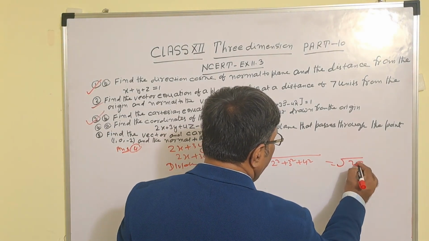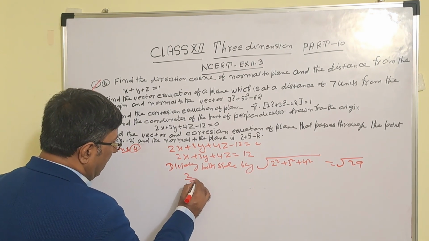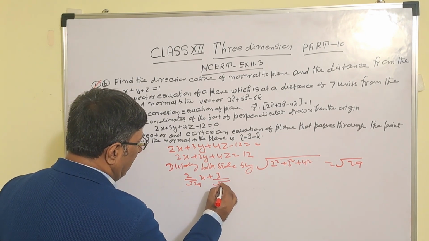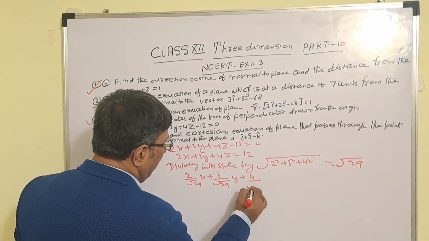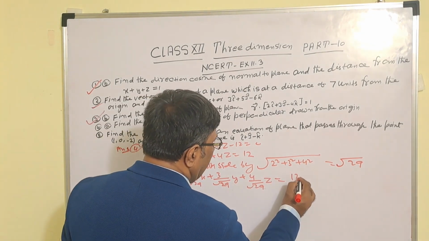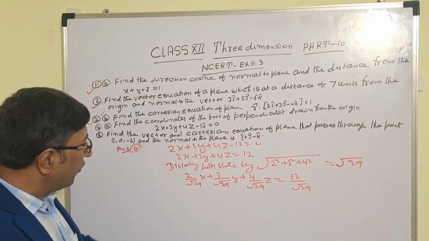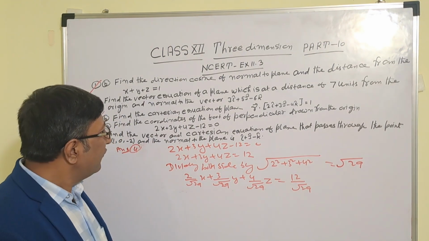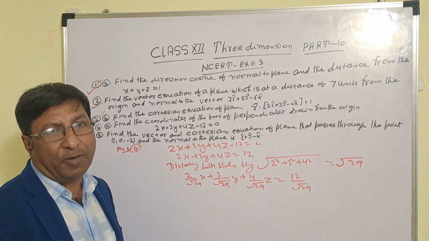Square root of 29. So this is 2 upon root 29 x plus 3 upon root 29 y plus 4 upon root 29 z, and this equals what? 12 upon root 29. Now this is in the form of Lx plus My plus Nz equals D. We have to find the coordinates of the foot of perpendicular.